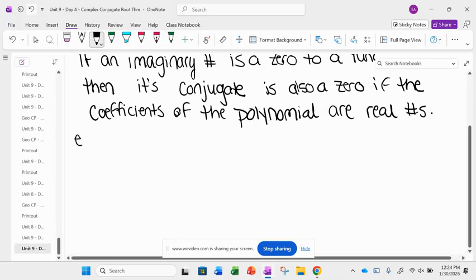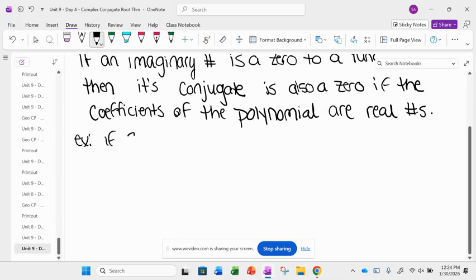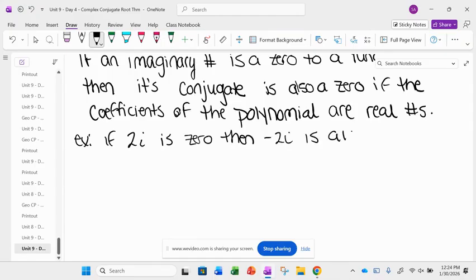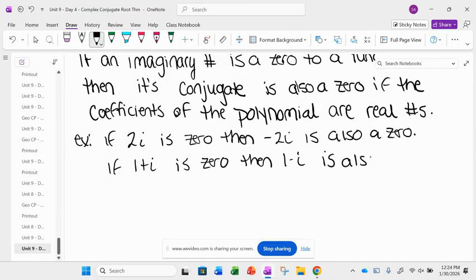Okay, so an example would be if 2i is a zero, what's the other zero? Then negative 2i is also a zero. If 1 plus i is a zero, what's the other zero? Any guesses? Stephen? Nope, just 1 minus i. You're just taking the conjugate, just changing the sign, that's all. So if 1 plus i is a zero, then 1 minus i is also a zero.